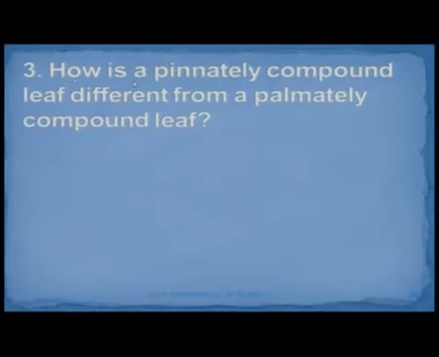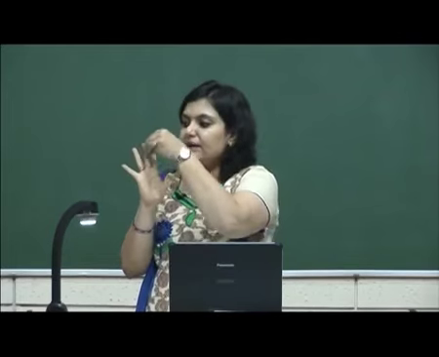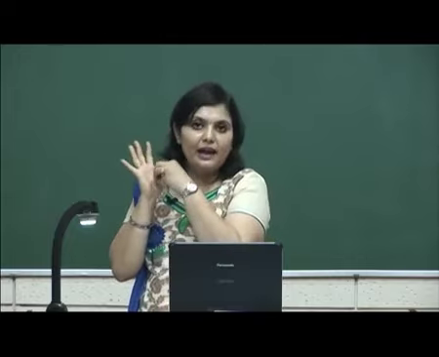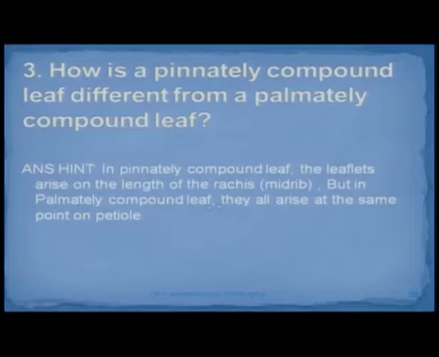The next question that I would like you to do is, how is a pinnately compound leaf different from a palmately compound leaf? We already discussed that in pinnately compound leaf what happens? Many leaflets arise on the midrib all through the length of the midrib, but in palmately compound leaf the structure is like a palm, that is many leaflets are originating from one single point, and that point is the petiole. Here the midrib itself has already divided into many leaflets. So, in palmately compound leaf all the leaflets arise at the same point on petiole.